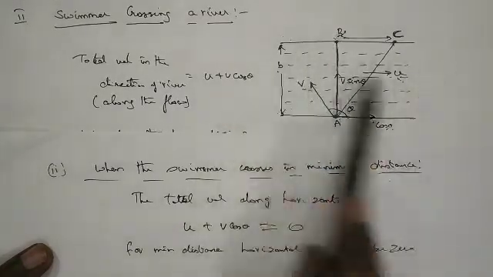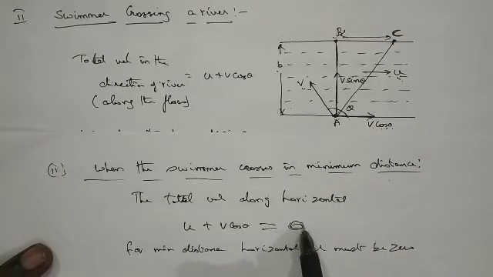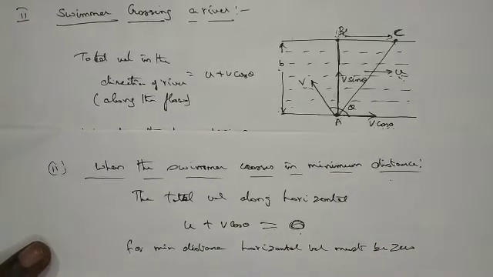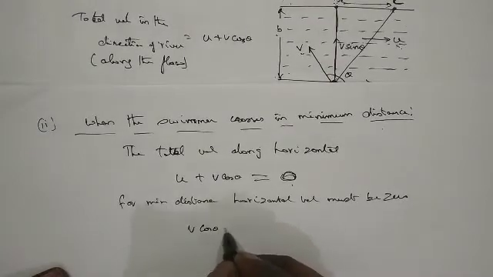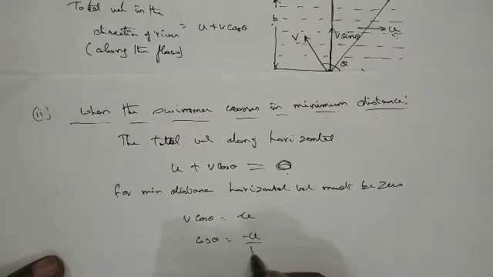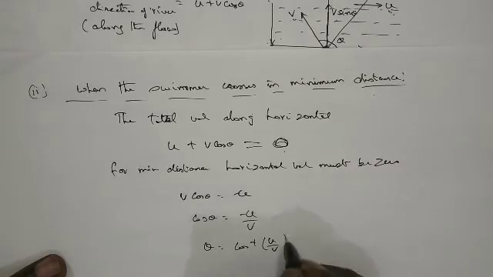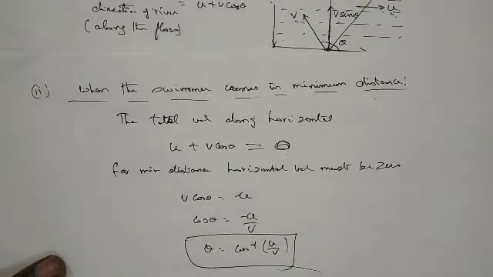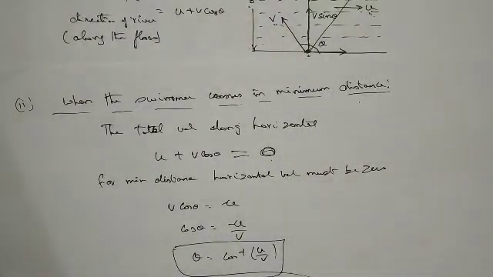If anyhow the river is pulling him, he starts here, it's pulling, he is going to go there. So the condition is, if he has to go in the opposite direction, he has to have 0 as the minimum velocity. So what do we find out here? V cos theta is equal to minus U. So cos theta is equal to minus U upon V. So theta is equal to cos inverse of minus U by V. So that's the way we find the value of theta.